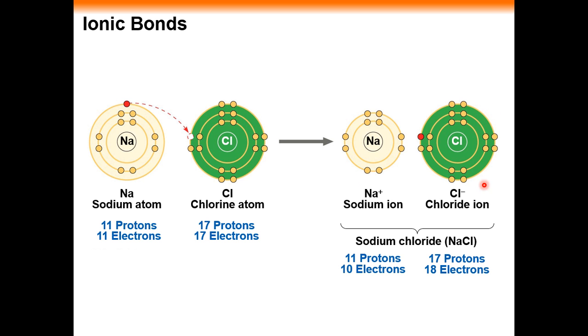2, 4, 6, 8. Sodium gave up an electron, so now there's more positive protons than negative electrons. Sodium now has a positive charge. Chlorine accepted an electron. Now there are more negative electrons than positive protons, so it has a negative charge. If you're a positive ion, you're referred to as a cation. If you have a negative ion, you're referred to as an anion.